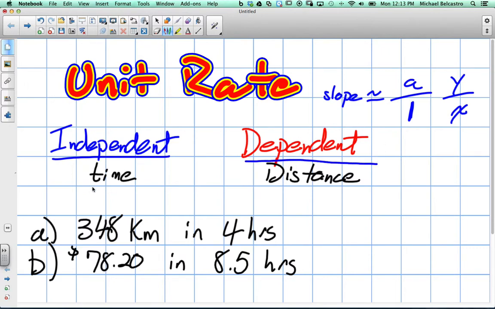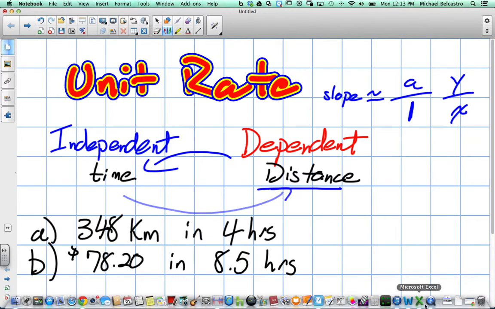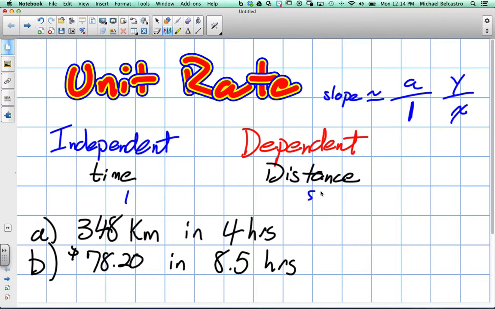So I've given an example. Let's say I'm running, and I run for a certain amount of time. Time is my independent variable, versus my distance. My distance depends on how long I decide to run for. If I decide to run for 1 hour, maybe I go 5 kilometers. If I run for 2 hours, I go 10 kilometers. It's not the other way around. My running doesn't affect time. I'm not that fast that I affect time.